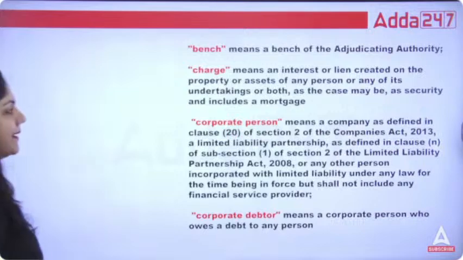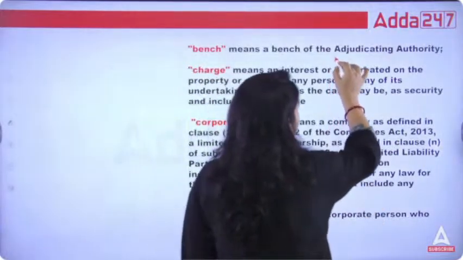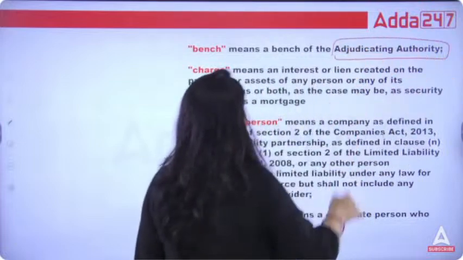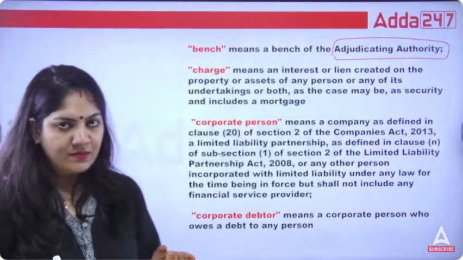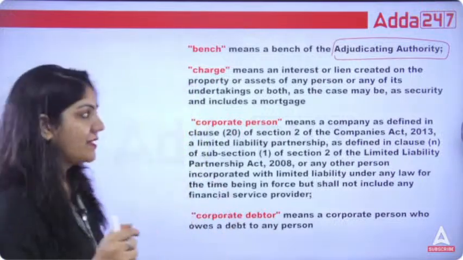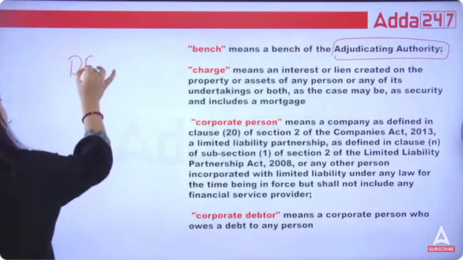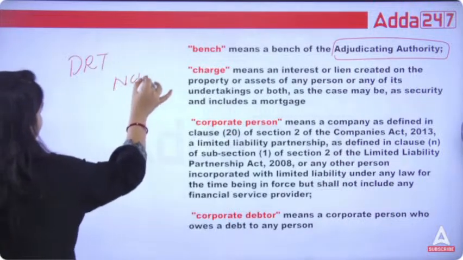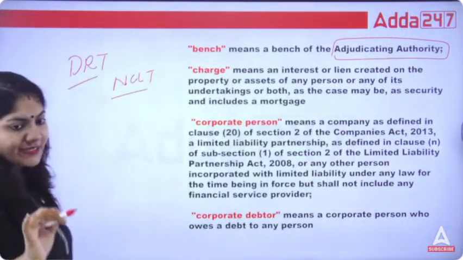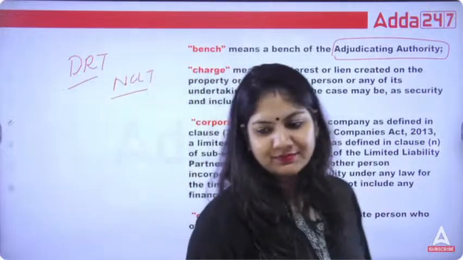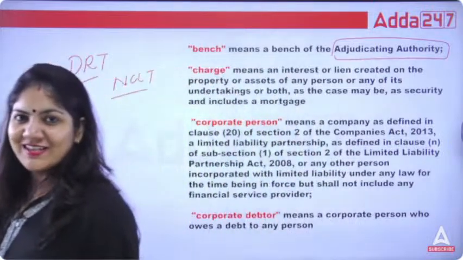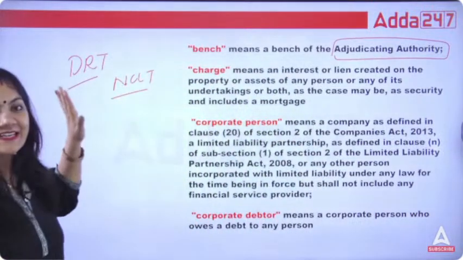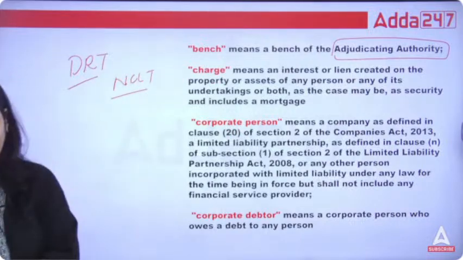Now let's understand the next one. What is bench? Bench includes the adjudicating authority. This is called bench. Because in insolvency and bankruptcy matters, what are the adjudicating authorities? DRT and NCLT. These are the adjudicating authorities under this Code. So under the Insolvency and Bankruptcy Code, DRT and NCLT are the adjudicating authorities.